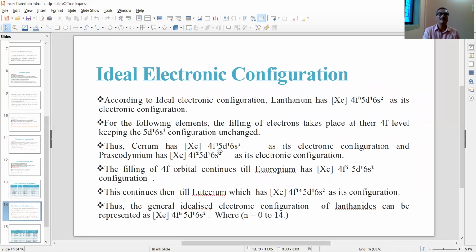So this continues. That's why the general electron configuration of the lanthanides can be represented by 4fn, 5d1, 6s2. The 5d1 stays the same, and the only change takes place in the f orbital. So n ranges from 0 to 14. For lanthanum, n is equal to 0, and for lutetium, n is equal to 14.